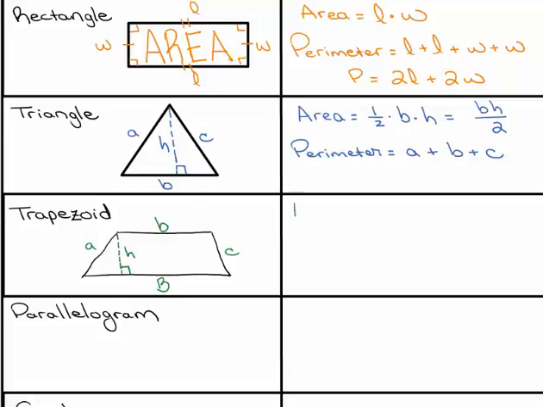Start off with a formula for area. Formula for area of a trapezoid is going to be 1/2 times H times big B plus little b. Perimeter, we're just going to add up all the sides that are on the outside, not the H, because that's not on the outside. So it'll be A plus b plus C plus big B.